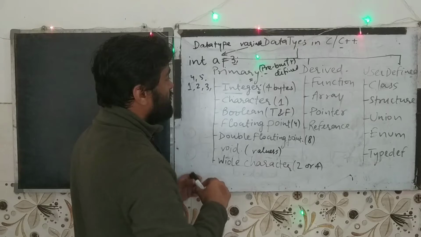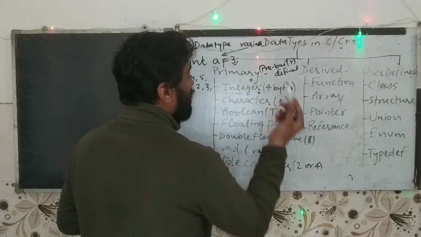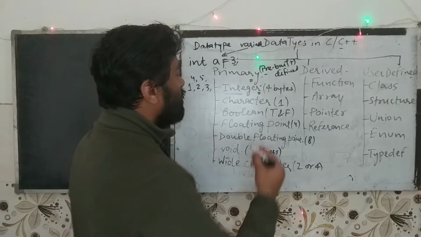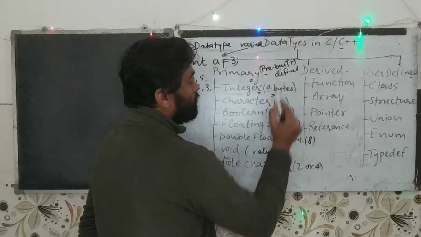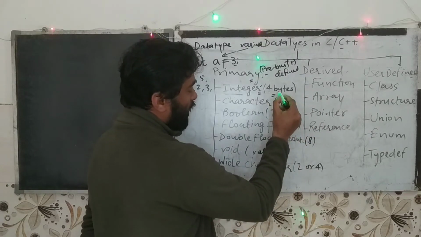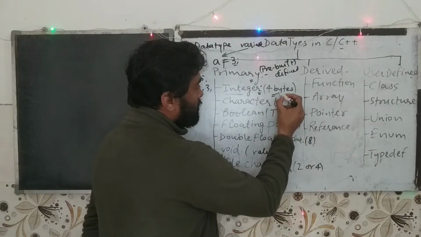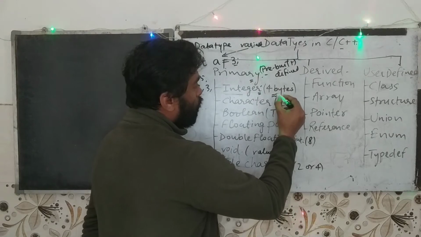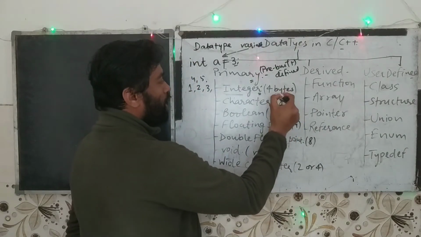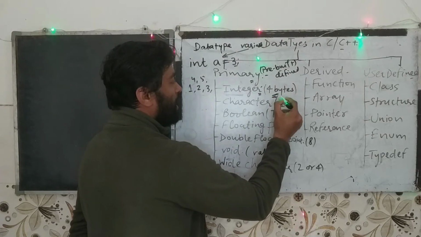This is the integer type variable, and if you store any variable in this type of data type, then you can store up to 4 bytes. So in memory, it will be stored as 4 bytes. It will capture the memory. How much memory? 4 bytes.